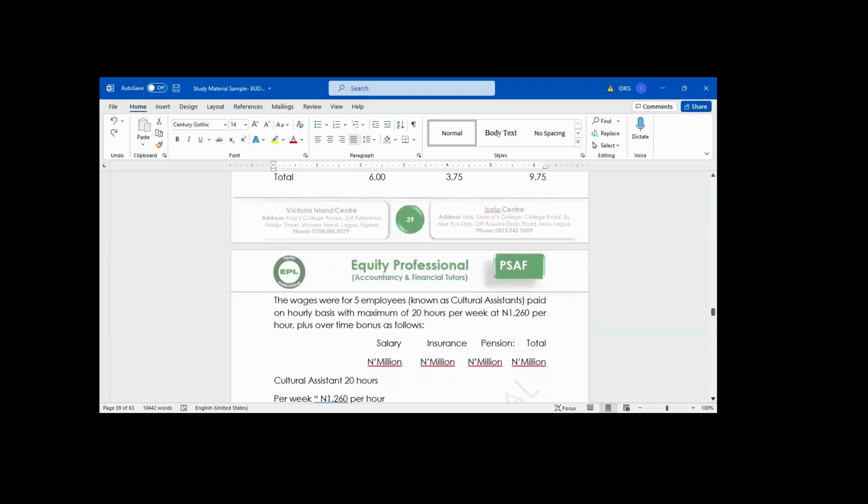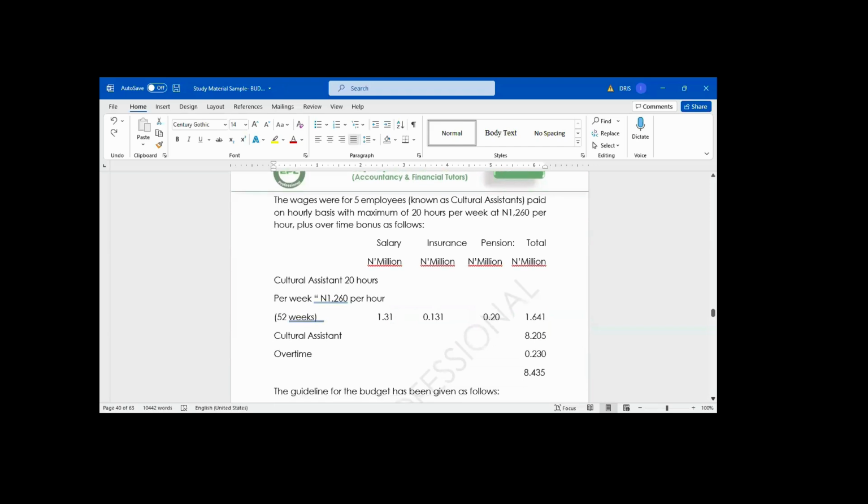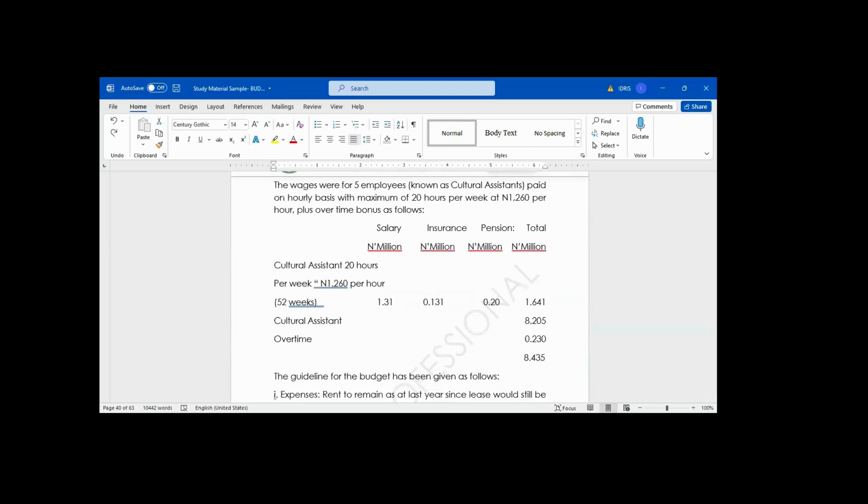The wages were for 5 employees known as cultural assistants, paid on hourly basis with maximum of 20 hours per week at 1,260 per hour, plus overtime bonus as follows. Cultural assistant, 20 hours per week, 1,260 per hour, 52 weeks. For salary, 1.31. Insurance, 0.131. Pension, 0.20. Total, 1.641.